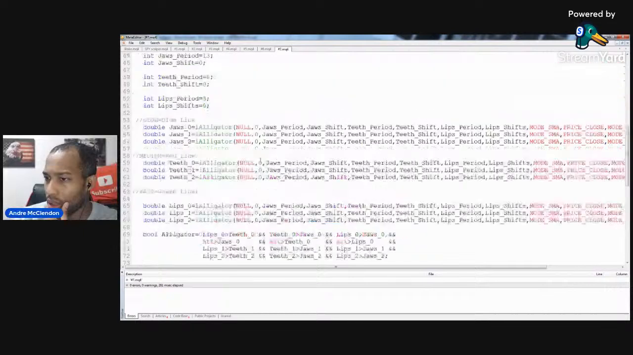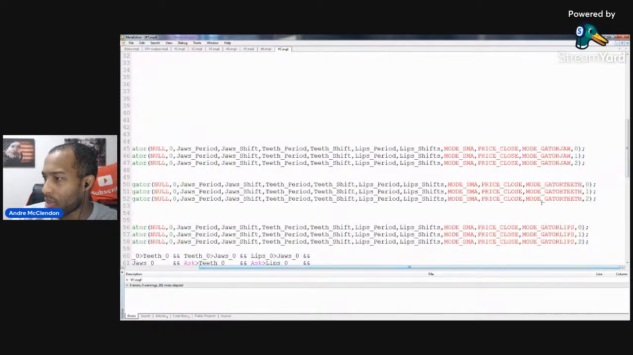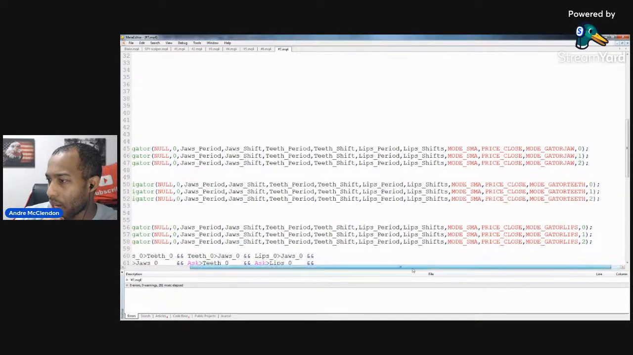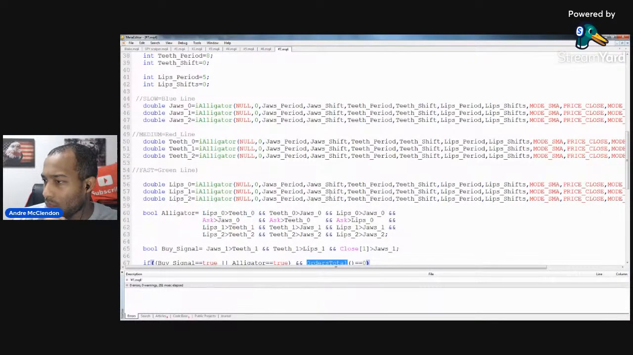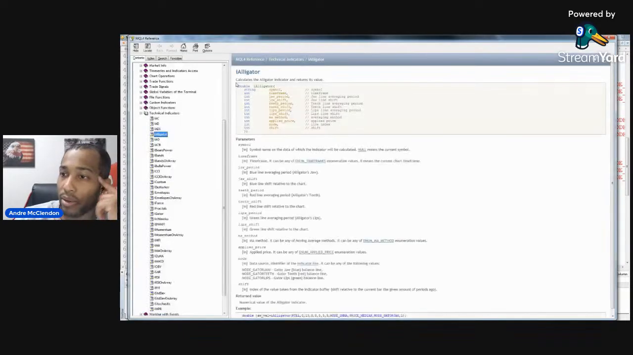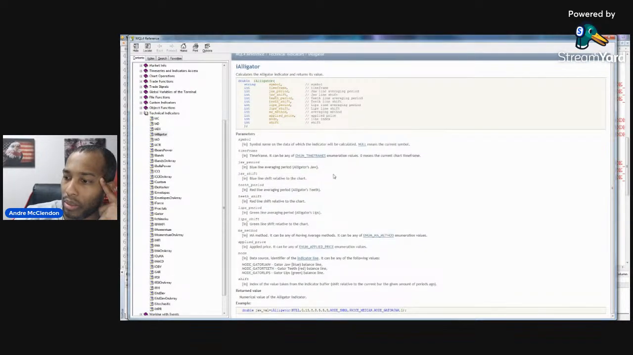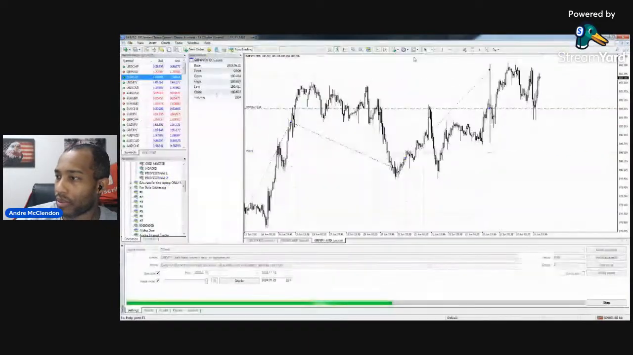Let me see. That's not bad. I see how you do it. And for people who do not know this code or this function, just go to the reference and you can break this down right here. Alligator. Okay. It explains what an alligator indicator is and how it functions.